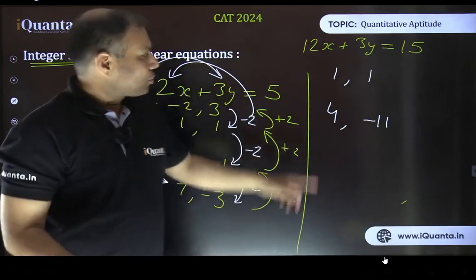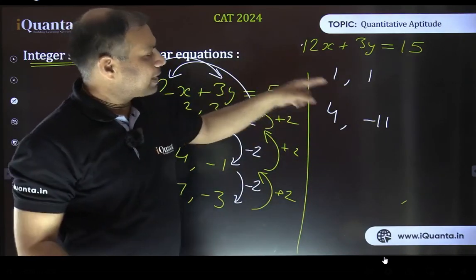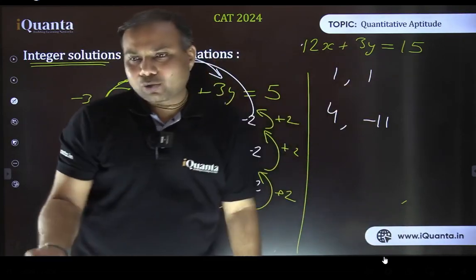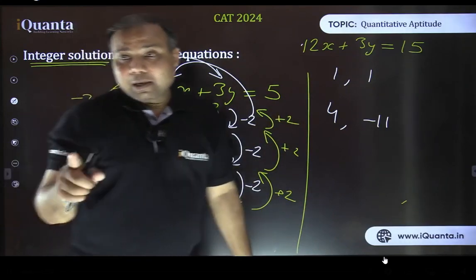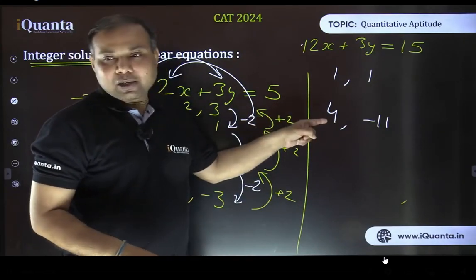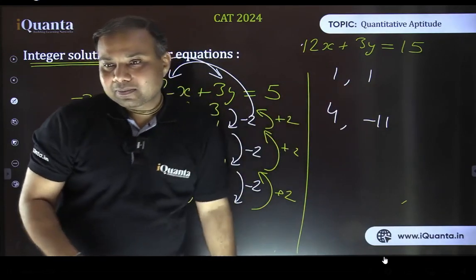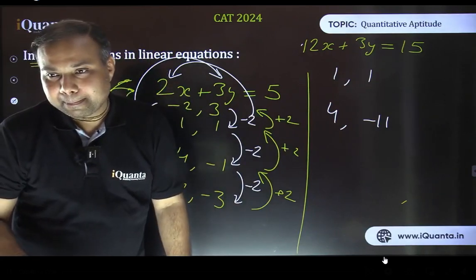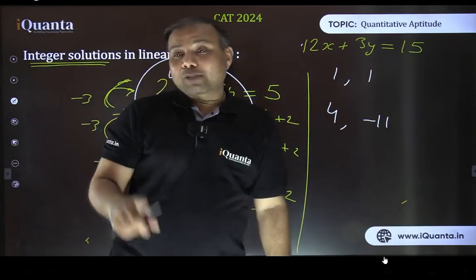No need to verify. So 4, let's check. 12 into 4 is 48, and 48 minus 33 is 15. That's true. It will satisfy. There will be more solutions as well. But now my question is, is it the immediate next solution? Are there not integral values in between here? There are. This is not the immediate next solution. So that's one mistake which we have done here.